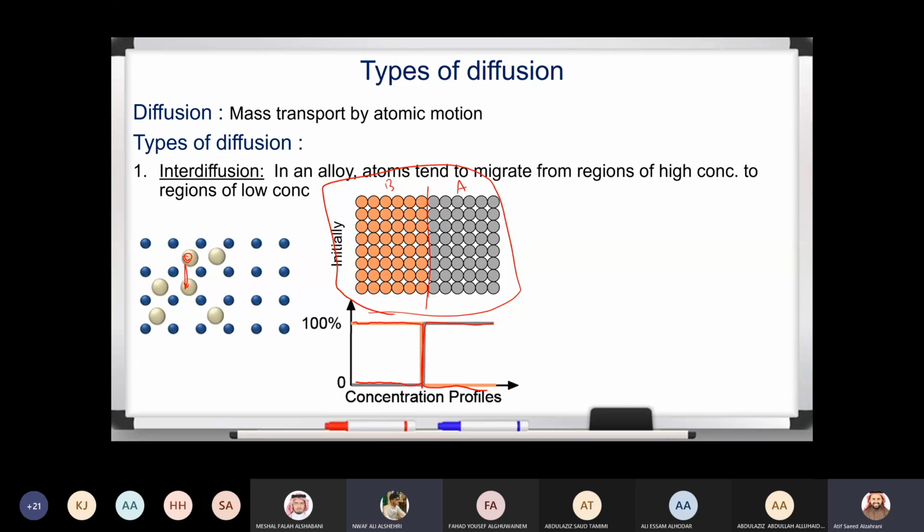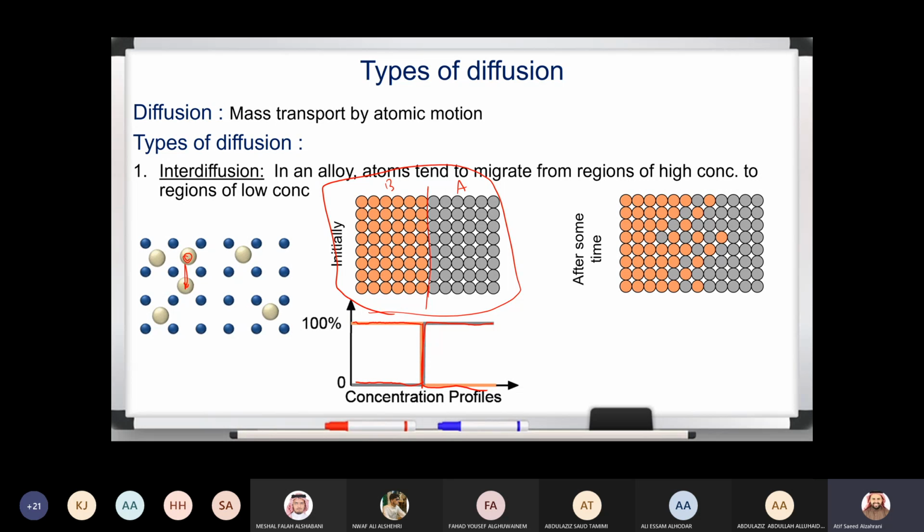Yeah, it makes sense. Okay, so after some time, what's happening is that you will start to notice that the B atoms will migrate to other regions here, and the A atoms will migrate to other regions here. And this is basically interdiffusion. You see, the atoms tend to migrate from regions with high concentration to regions with low concentration. And finally, we need to modify the concentration profile. So at the very extreme, yes, it's 100%.